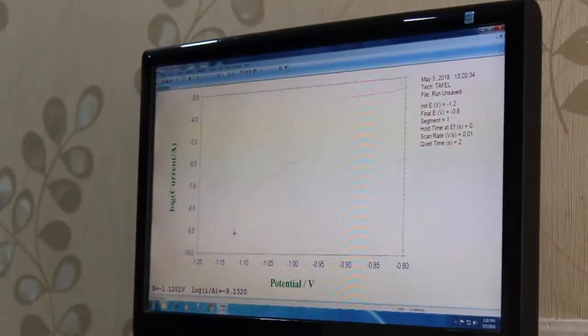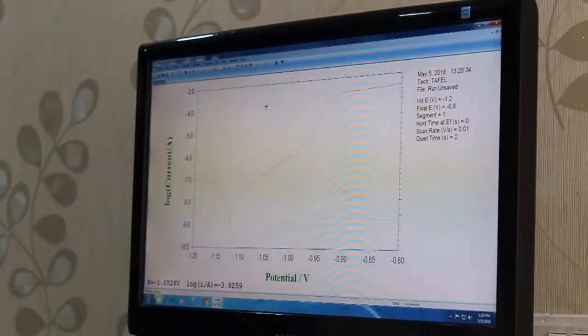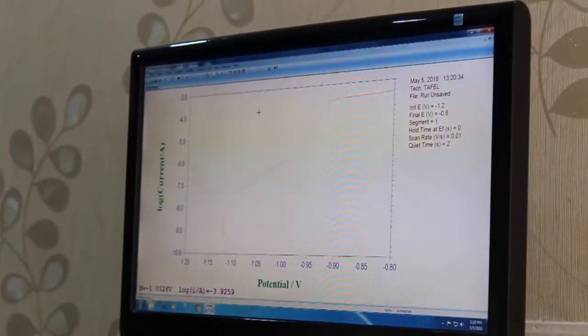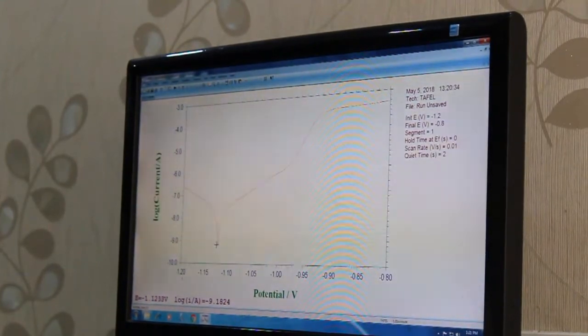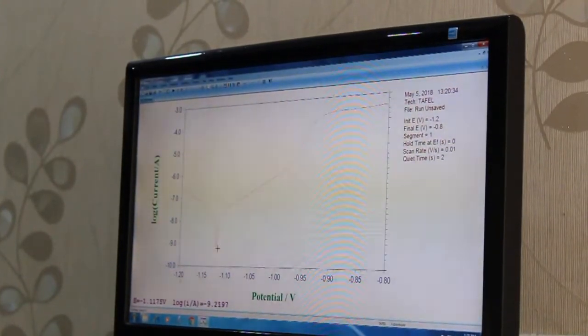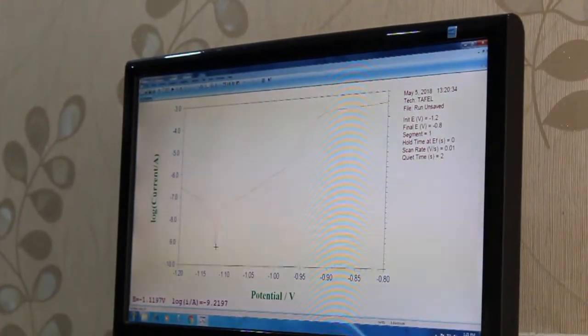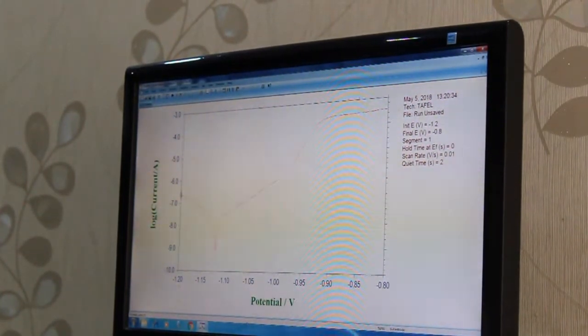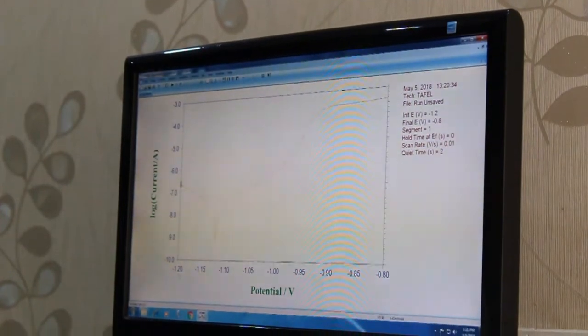So the thing is, am I happy with this one? No, I am not happy. Why? Because I am starting very close to my oxidation peak. So what I have to do is I could have started a little ahead.